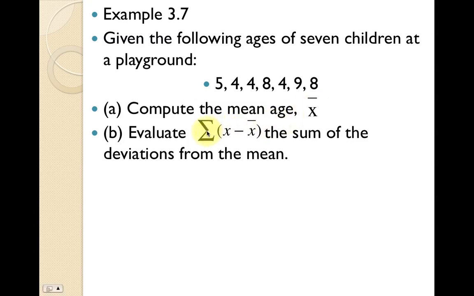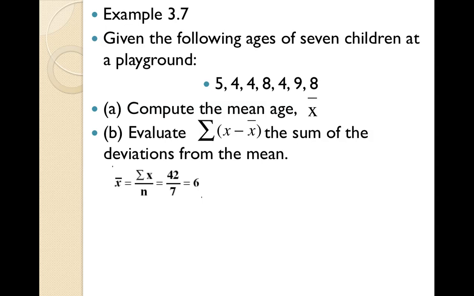And then we're going to do another step. This is interesting. We're going to take the sum of all the data values minus x bar, which is called the sum of the deviations from the mean. Before we can do that, we must do step A. So to find the mean age, you're going to add up all the data values and divide by 7. Adding up all the data values, you have 42. The size of the sample is 7. 42 divided by 7 is 6, and that is the value for x bar.